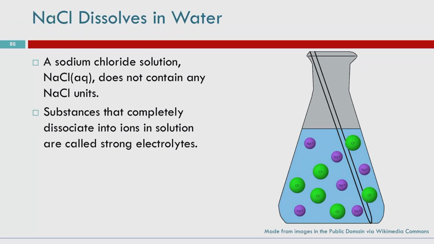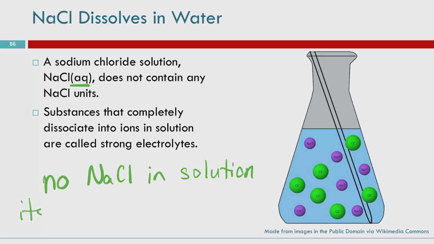A sodium chloride solution, represented in an equation as NaCl with the little aq after it, doesn't contain any NaCl units. What's actually in solution is Na+ and Cl-. It's completely dissociated.